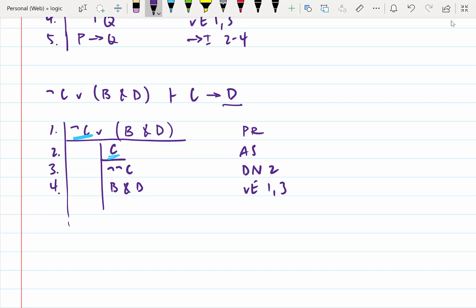Let's see, so I want D. So okay, line 5, I'm going to do and elim on line 4. So now I have my consequent. So back along our main vertical line here, I'm going to put C arrow D, and that's arrow intro, lines 2 through 5. Okay, and we're done.